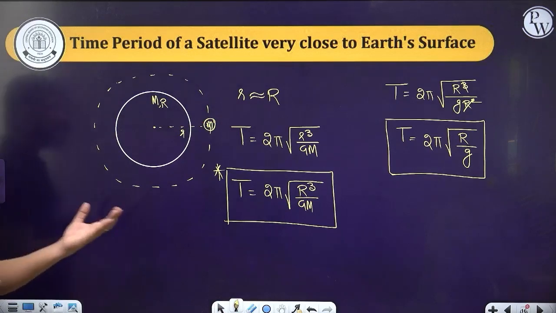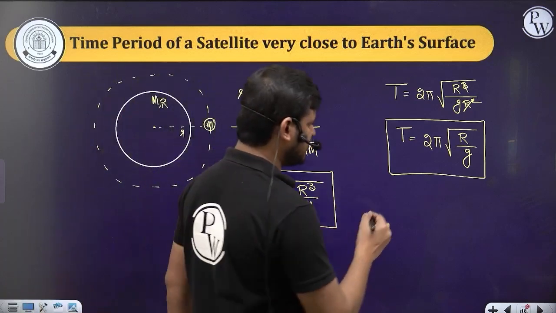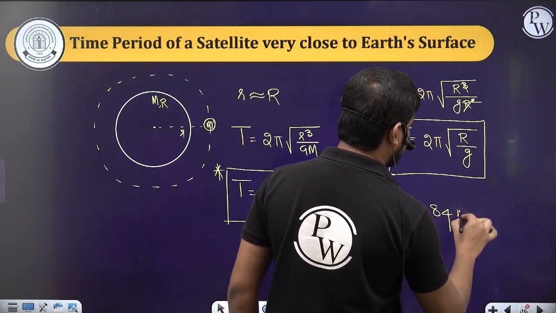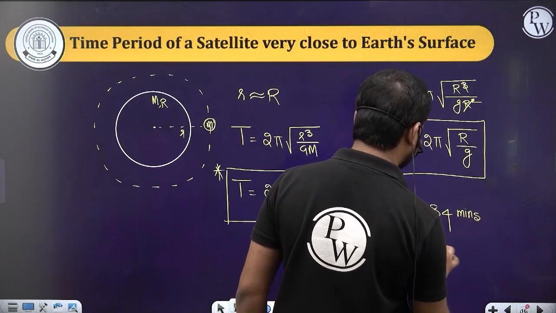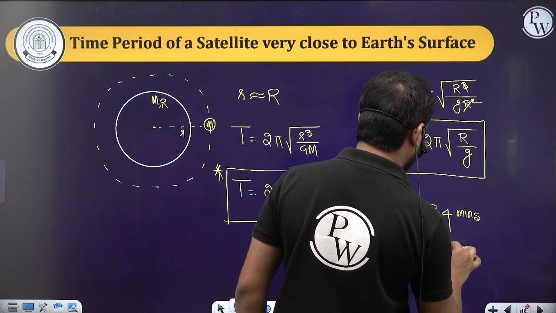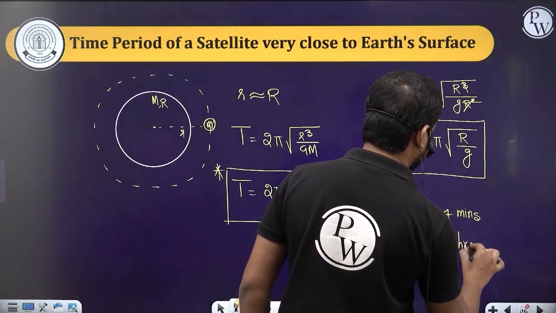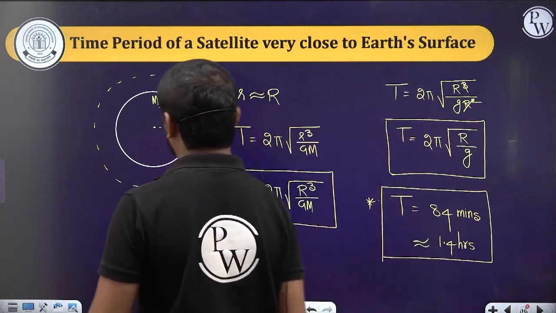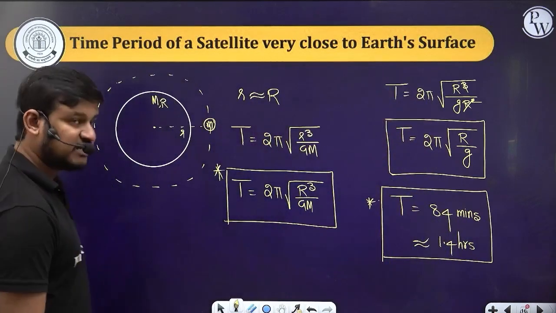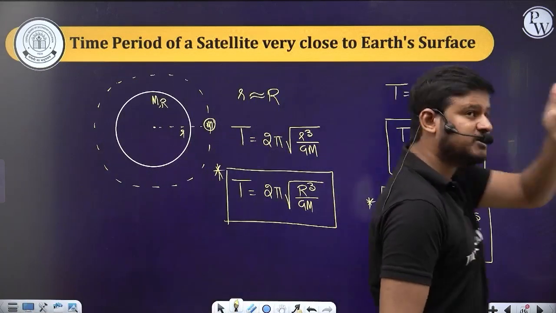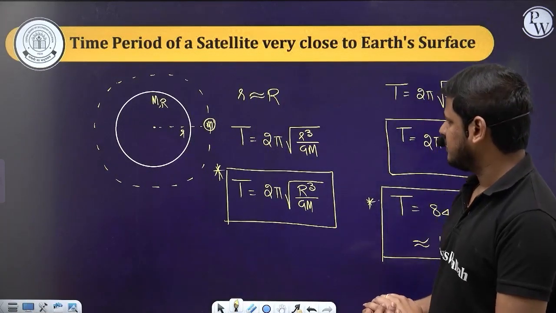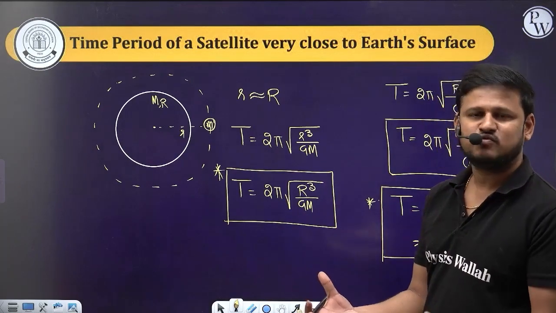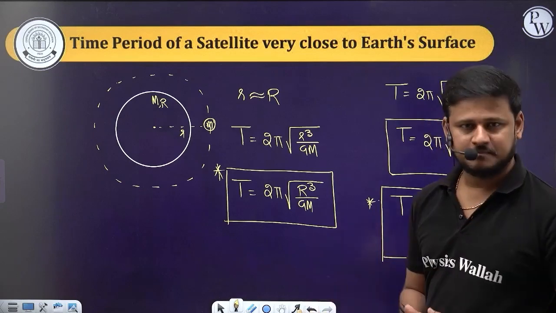So then the time period, if it is very close to the earth, after substituting the values, comes out to be somewhere around 84 minutes, guys, which is 1.4 hours. Done? Chalo. So remember this. Done, everyone. Hope the concepts are getting cleared. These formulas you can't remember all at once, but you should practice them. Okay.